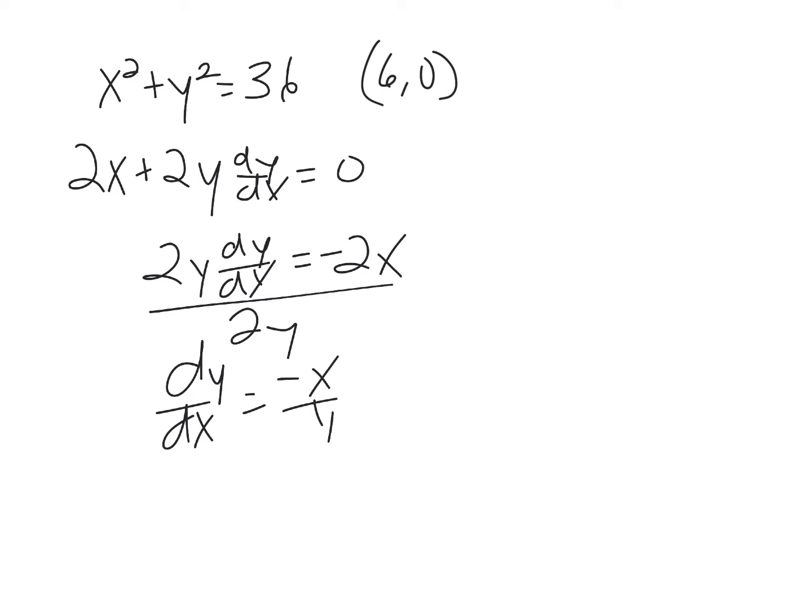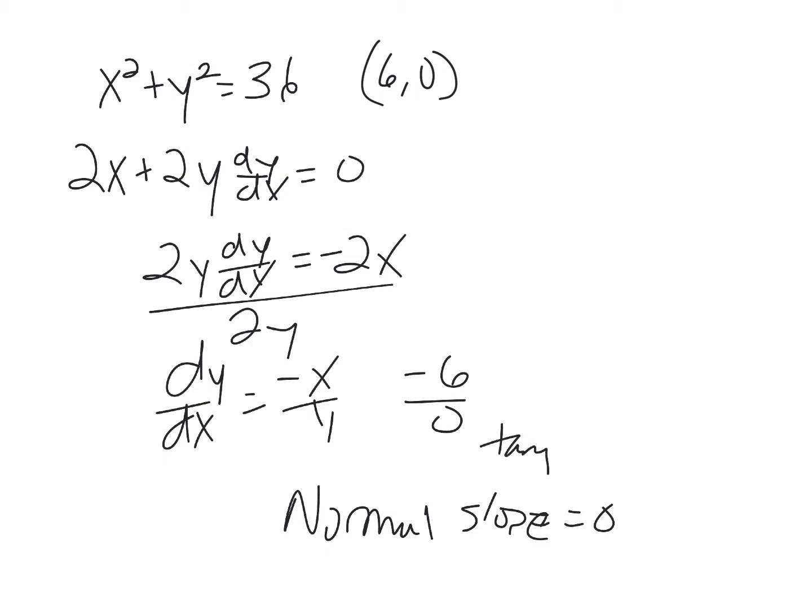So slope at (6, 0) is going to be negative 6 over 0. Oh, it doesn't exist. Oh, that makes things interesting. Okay. So therefore, if it doesn't exist, it's an undefined slope. For your normal line, it would be flipped, right? So it would be 0. Normal line slope equals 0. Tangent line equals undefined.